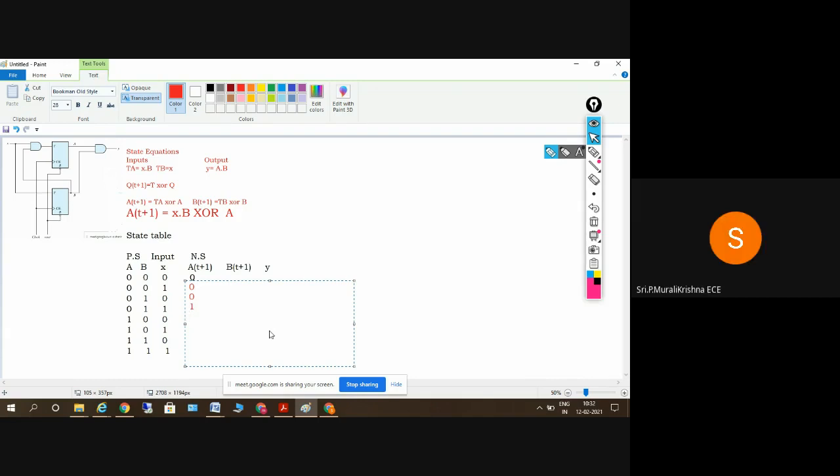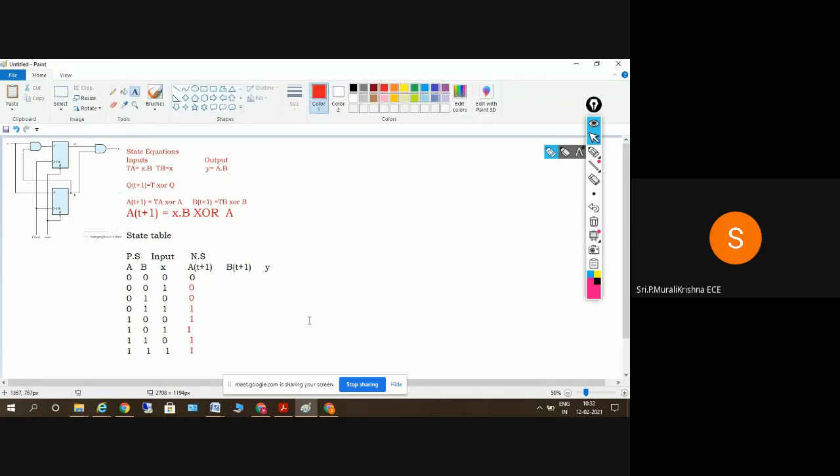Okay, so 0 into 0 is a 0, 0 XOR of 1 is a 1. So 1 into 0 is a 0, so 0 XOR of 1 is a 1. Okay, and 1 into 0 is a 0, 0 XOR of 1 is a 1. And 1 into 1, what is 1 into 1? So 1 into 1 is a 1, 1 XOR of 1 is a 0. Okay, so this is the value of a of t plus 1.